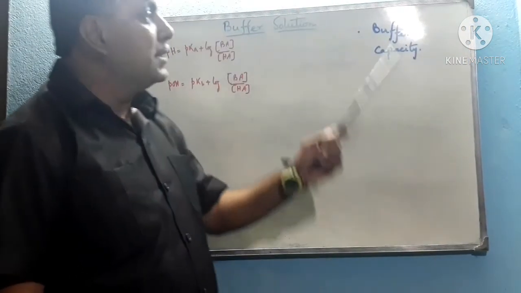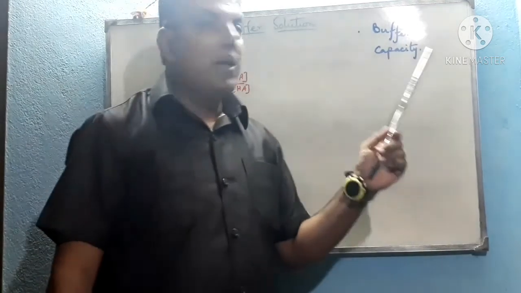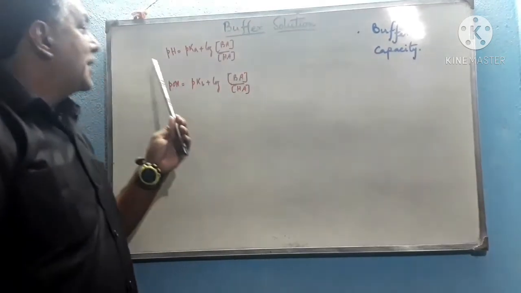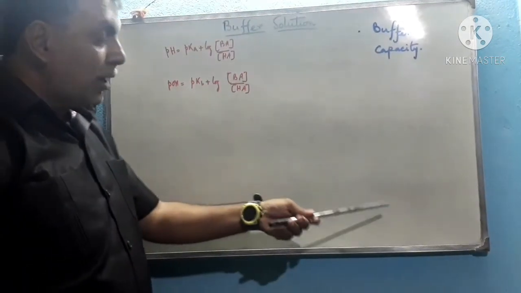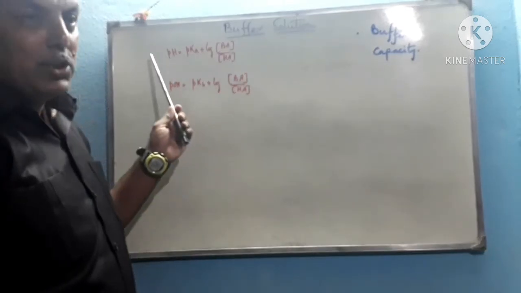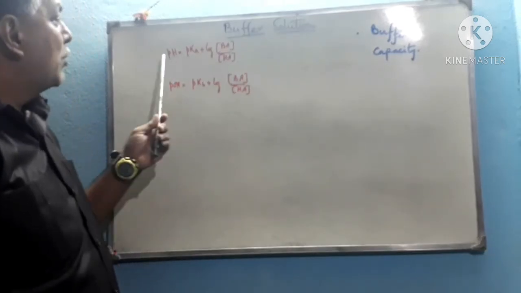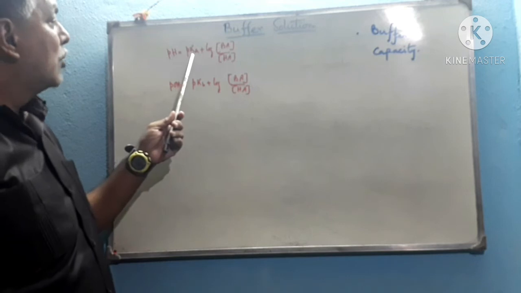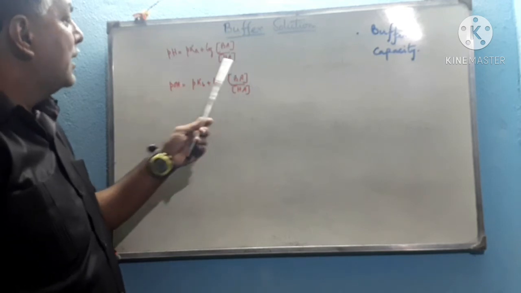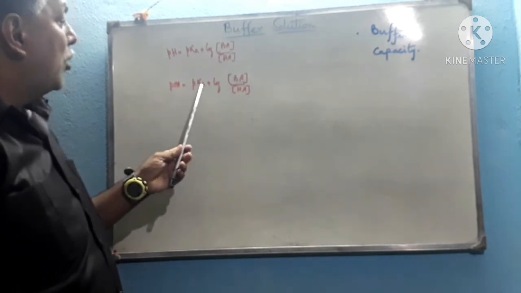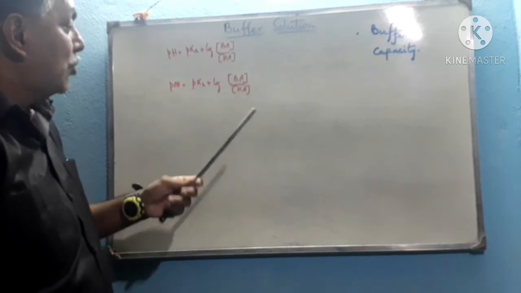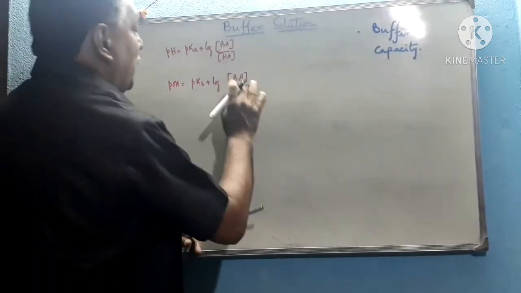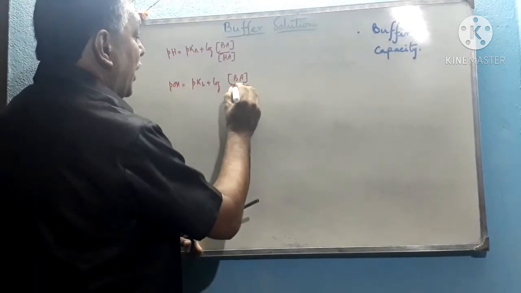Now I am discussing the buffer capacity, but before this I am again explaining, because we have already derived this relation for the pH of the buffer solution from the Henderson-Hasselbalch equation. pH of an acid buffer is equal to pKa plus log salt by acid, and pOH of a basic buffer is equal to pKb plus log salt by base. Sorry, this will be BOH. This will be the base, BOH.